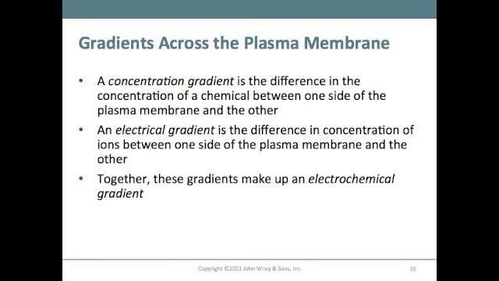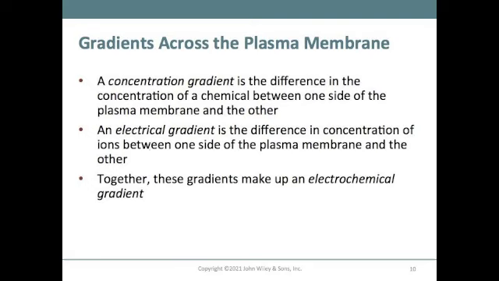Many ions and molecules are more concentrated in either the cytosol or the extracellular fluid. For instance, oxygen molecules and sodium ions are more concentrated in the extracellular fluid than in the cytosol, and it is the opposite for carbon dioxide and potassium ions.